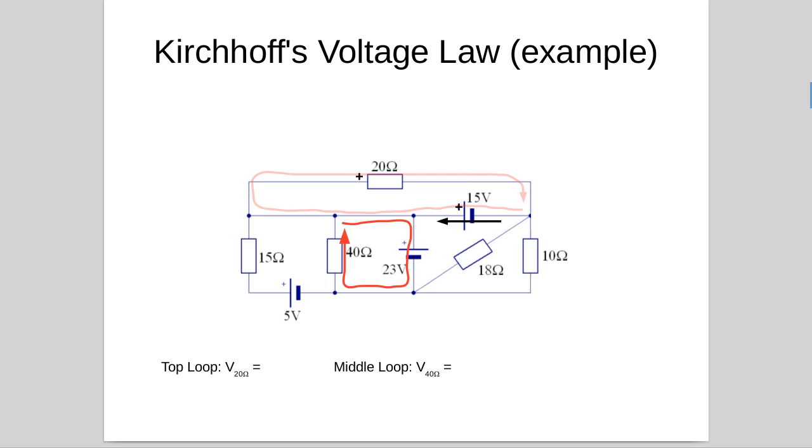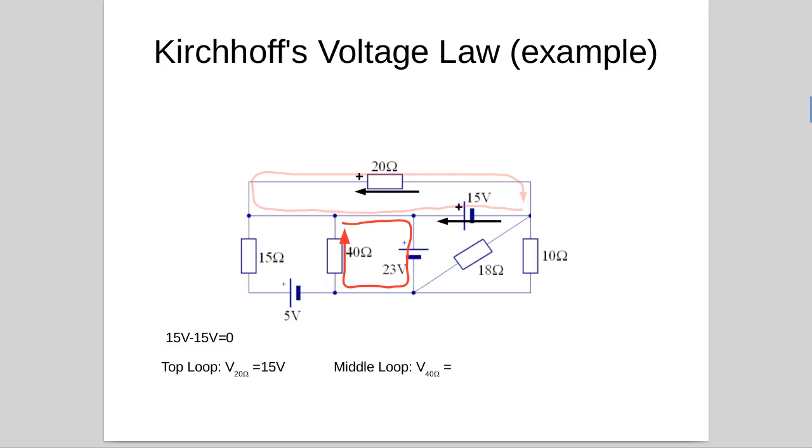So if we look at the top loop, we see that there's a 20 ohm resistor connected directly across a 15 volt supply. Now I've drawn an arrow for the 15 volt supply, and the arrow is with the head in the positive end, and I've put a positive sign on the 20 ohm resistor because that end of the resistor, the left hand end, is directly connected to the positive end of the power supply. So it's the positive end of the resistor.